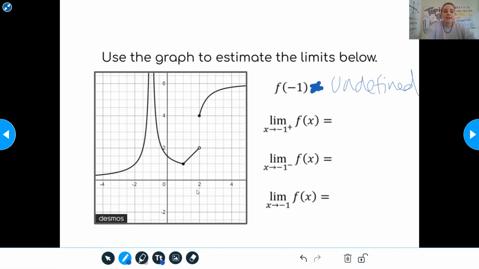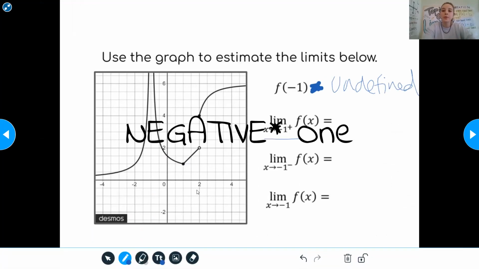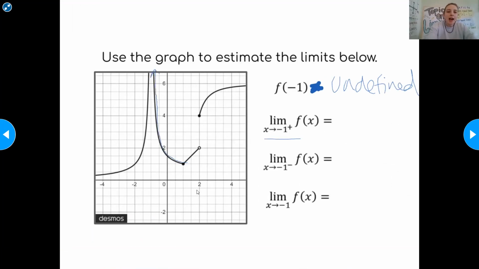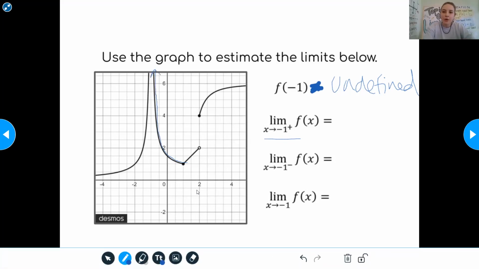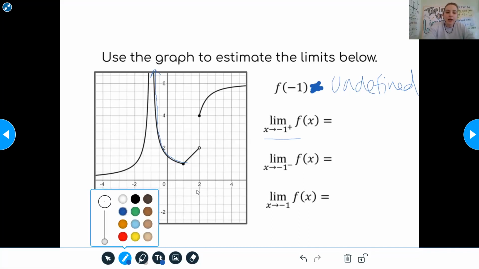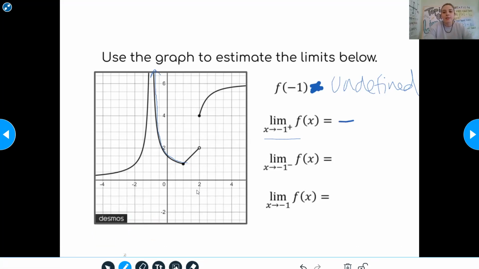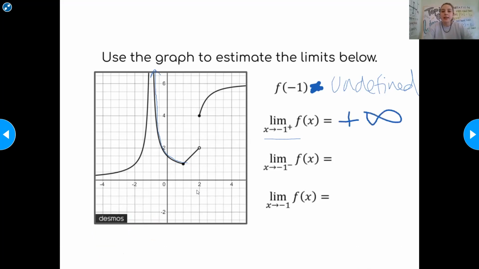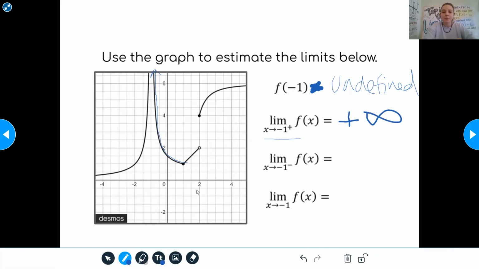Now let's look at the limit as x approaches -1 from the right. And you'll notice that as my x is getting closer and closer to -1, my y value is not approaching a single number. It's actually going upward, increasing towards positive infinity forever. So your limit is actually going to be equal to positive infinity.